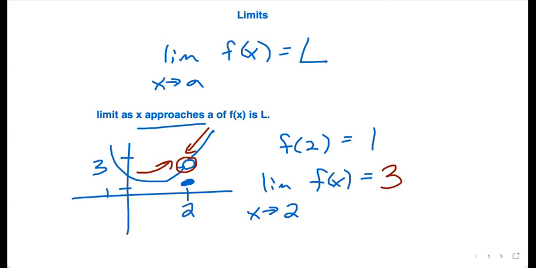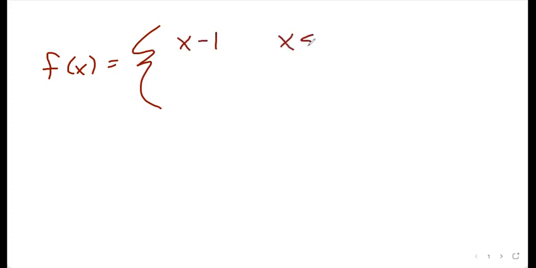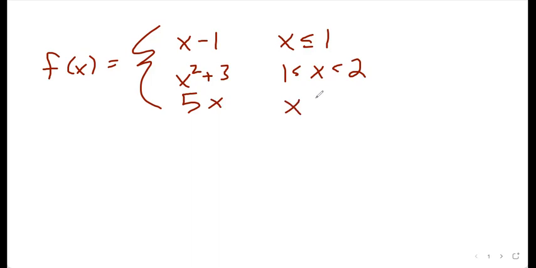So if you're given, for instance, either a graph or a piecewise function, okay? Like let's say you're given something along the lines of f of x is equal to, let's go ahead and do it piecewise. We'll do x minus 1 when x is less than or equal to 1. We'll do x squared plus 3 when x is between 1 and 2. And we'll do 5x when x is, let's say, greater than or equal to 2. And you could be asked several questions.